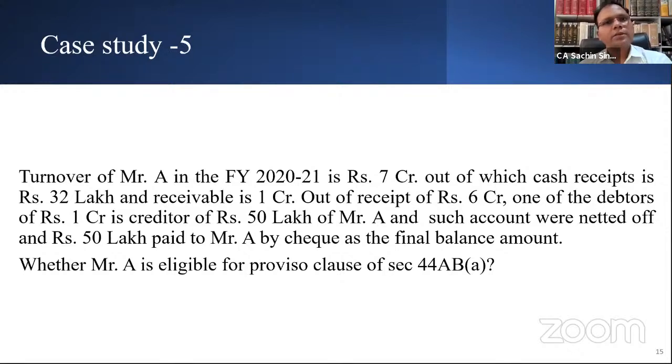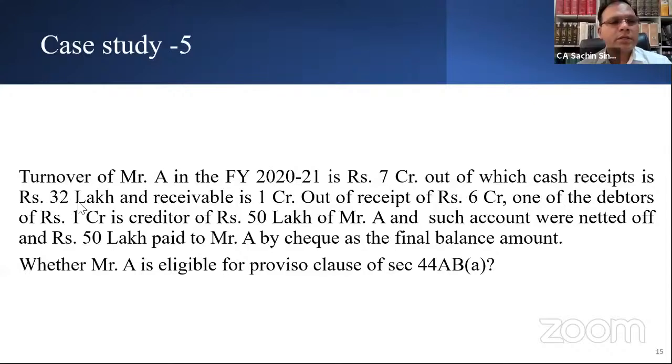Come to next case study, that is number 5. Turnover of Mr. A in the financial year 2021 is rupees 7 crore, out of which cash received is 32 lakh. So this is very simple to understand. This turnover is 7 crore and 32 lakh is the cash received. And in this year, the 1 crore is the receivable. So the amount received is 6 crores, so we'll calculate 5% based on 6 crores, so 30 lakhs.